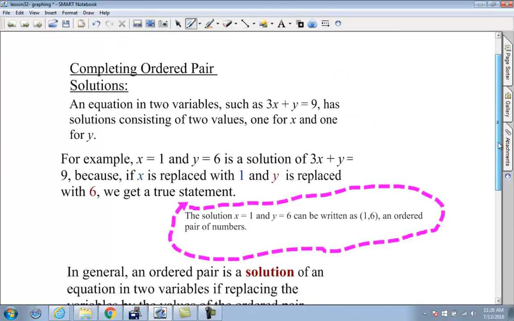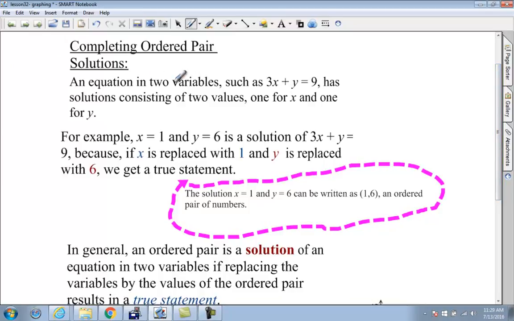Completing ordered pair solutions to a given equation. An equation in 2 variables, such as 3x plus y equals 9, has solutions consisting of 2 values, one for x and one for y. For example, x equals 1 and y equals 6 will satisfy that equation, because if x is replaced with 1 and y is replaced with 6, we get a true statement.